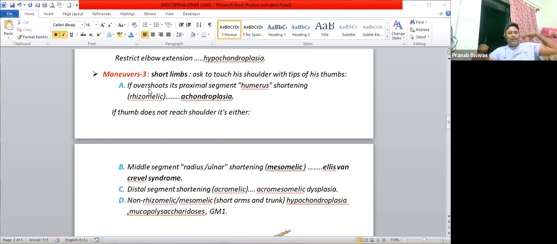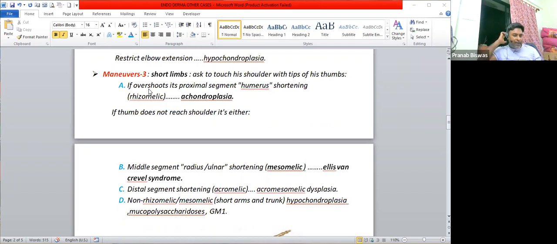Normally the radius and ulna as well as the humerus are usually equal, so the hand is not overshooting. If there is rhizomelic shortening, that is, the humerus is short, this hand will overshoot. That confirms the type of humeral shortening, which is called rhizomelic shortening. This suggests the child may have achondroplasia. This kind of finding is present in achondroplasia.